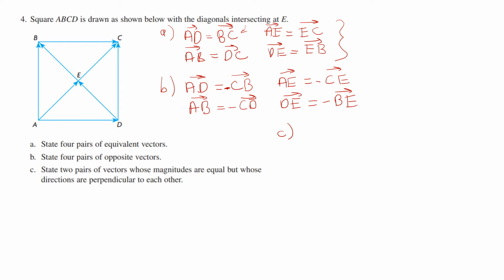So for these, since it wants equal magnitudes, I'll start from inside and see which ones are perpendicular to each other. I see that from A to E, if I go like this, what's perpendicular to it is E to B. So they do have their directions perpendicular, but they also have their magnitudes the same, equal. So I can just say the AE and EB pair.